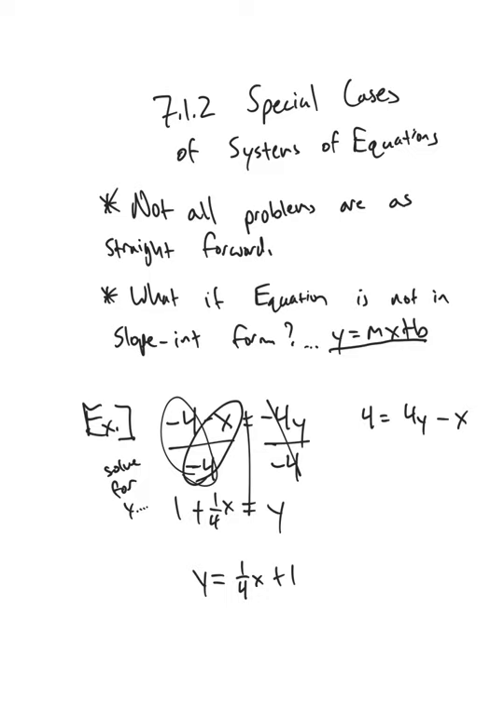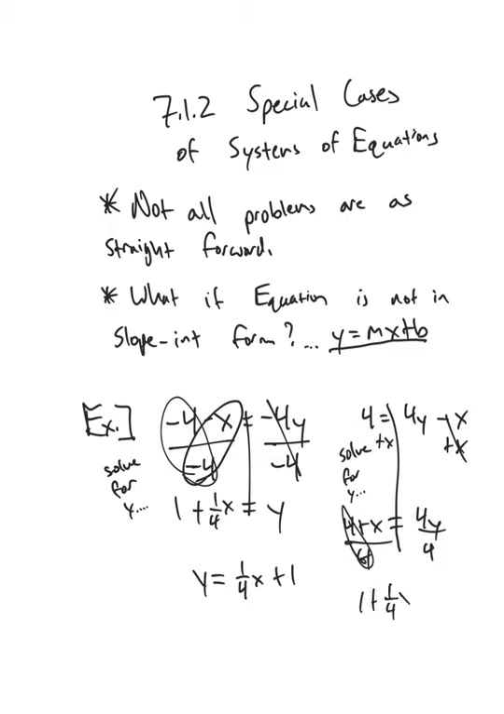And same thing, let's solve this one for y. Let's solve our second equation for y. So let's get rid of the x. Let's add x to both sides. So this left side, we got 4 plus x equals 4y. Divide by 4. 4 over 4, guys, that's 1 plus 1 over 4x equals y. So guys, they're the same equation.